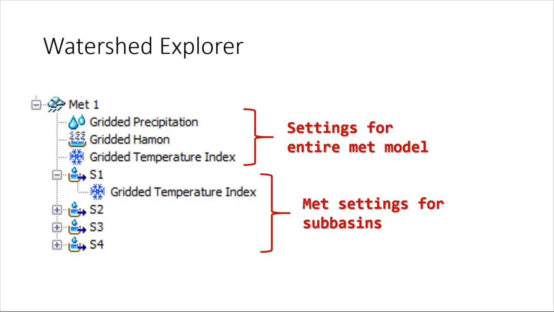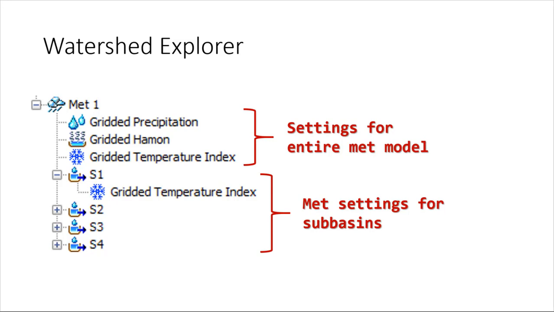You could specify whichever meteorologic methods are appropriate for your modeling goals. Typically, at minimum, a precipitation method will be specified. In the Watershed Explorer, the selected methods will appear beneath the MET model. Clicking on any of those will open the component editor below.